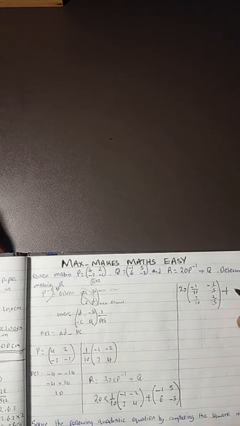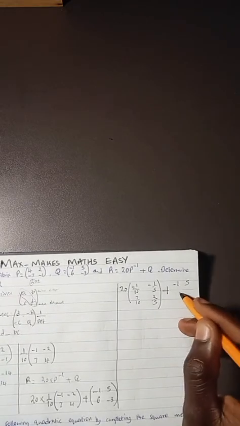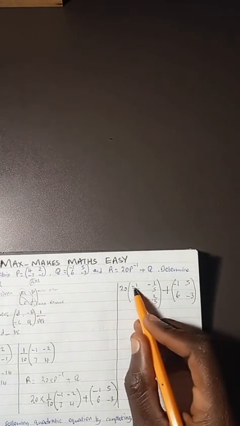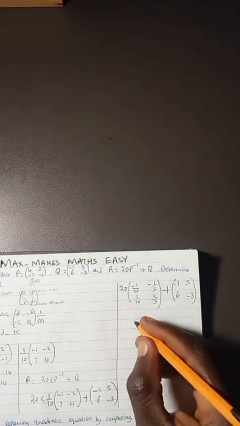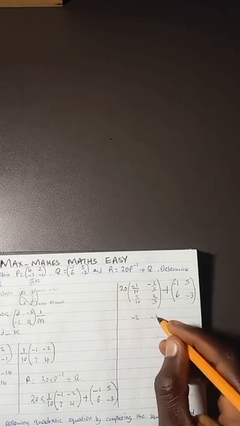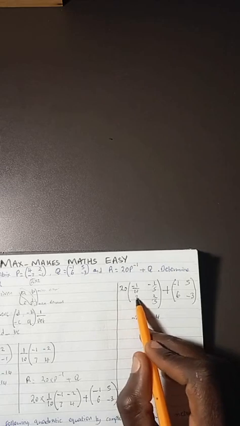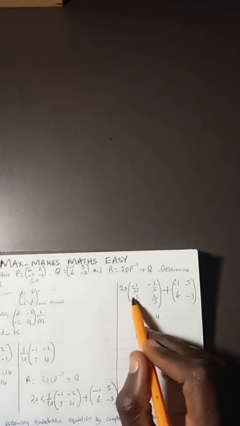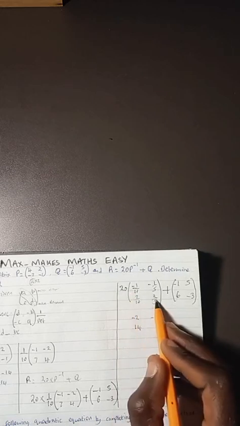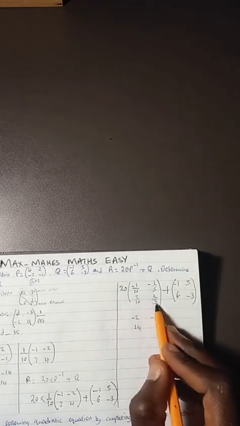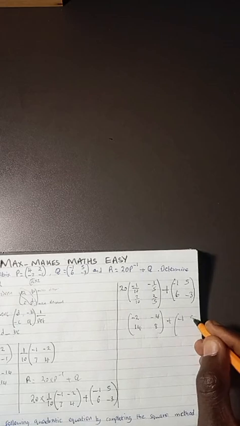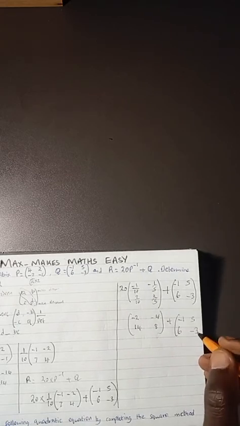Then we add it with -1, 5, 6, -3. So this becomes 20 times -1 over 10, which is -2. 20 times -1 over 5 is -4. 20 times 7 over 10 is 14. 20 times 2 over 5 is 8. Then we add it with -1, 5, 6, -3.